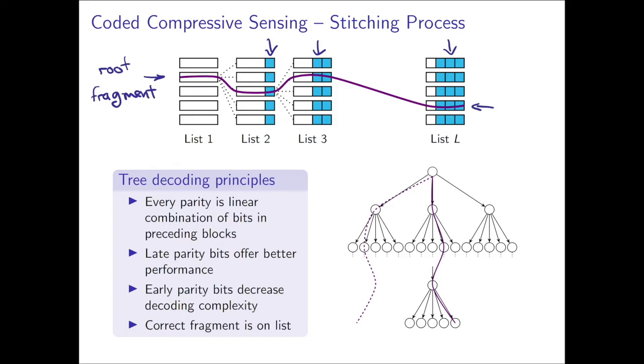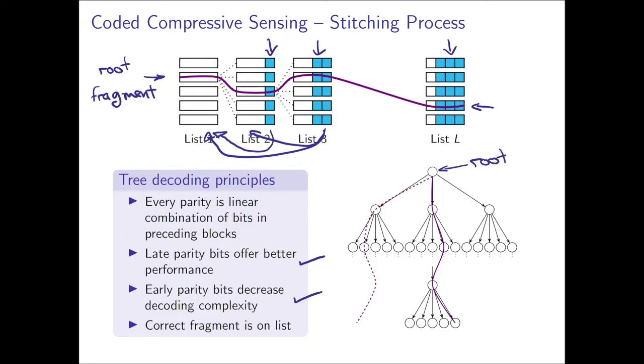We know from coding theory that random parity check bits are very effective in certain contexts. So we designed a tree code that's based on adding random linear combinations of the information bits that precede the parities. Every parity bit is a linear combination of the information bits that precede it. Pushing parity bits towards the end improves performance, but it comes at the expense of complexity, whereas early parity bits enable the rapid pruning of the tree at the expense of performance.